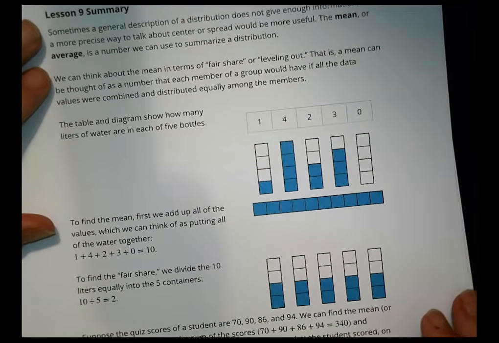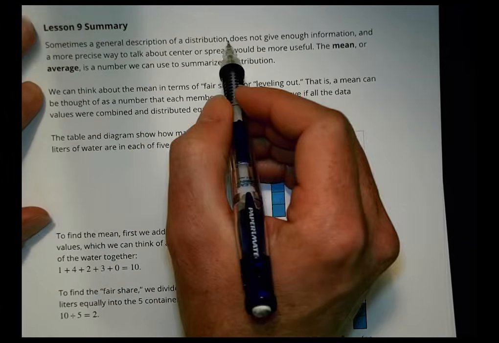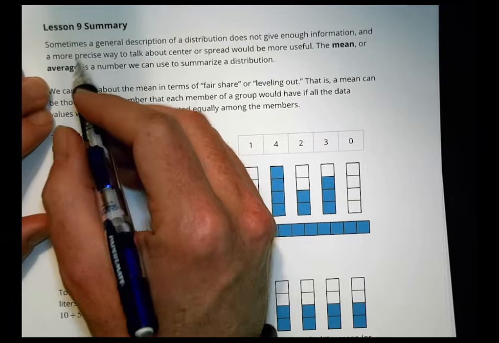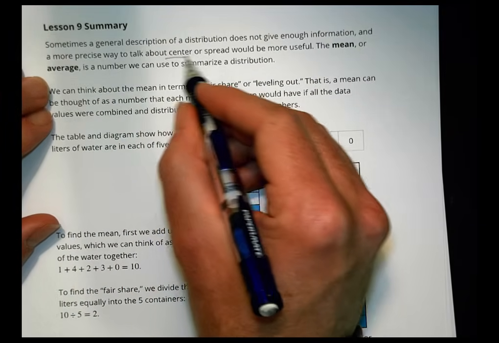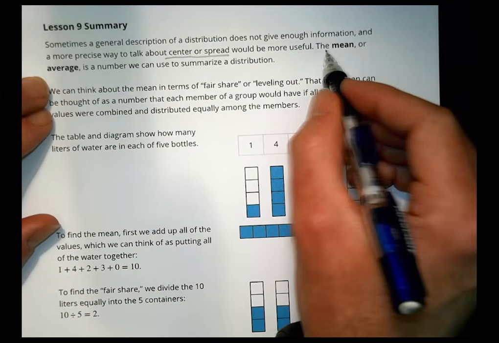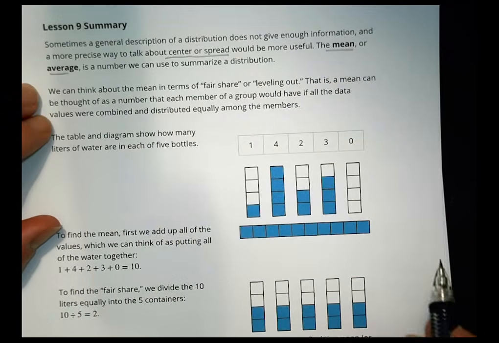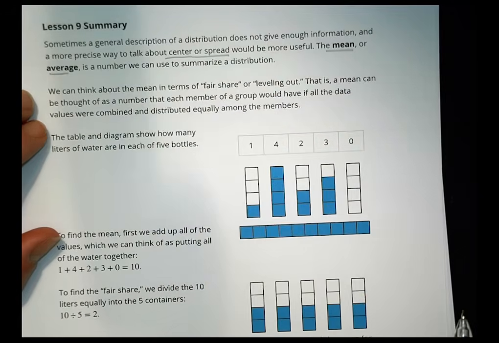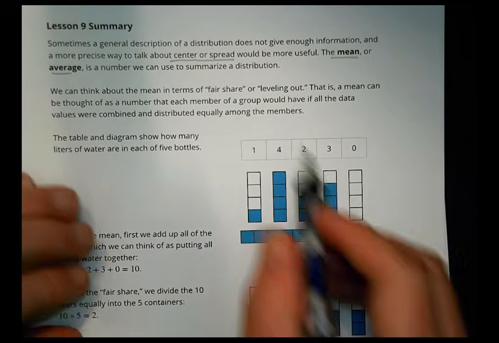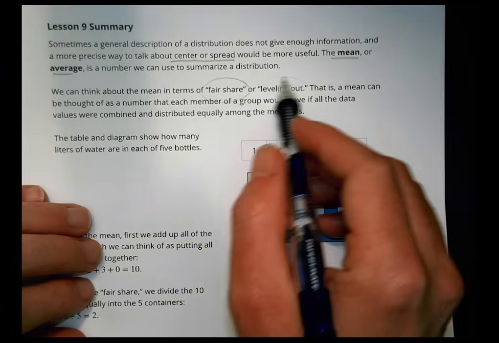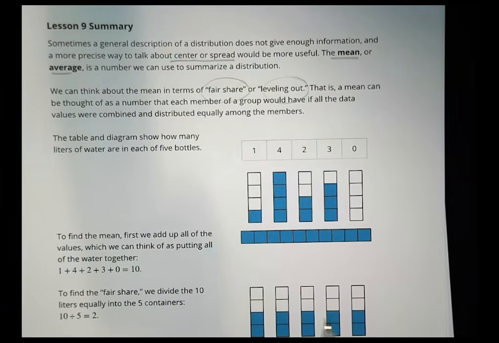In summary, sometimes a general description of a distribution does not give enough information, and a more precise way to talk about center or spread would be more useful. The mean, or the average, is a number we can use to summarize a distribution. It helps us talk about that center and that spread, which means we're looking for that fair share or leveling things out. So that's what we're doing today.